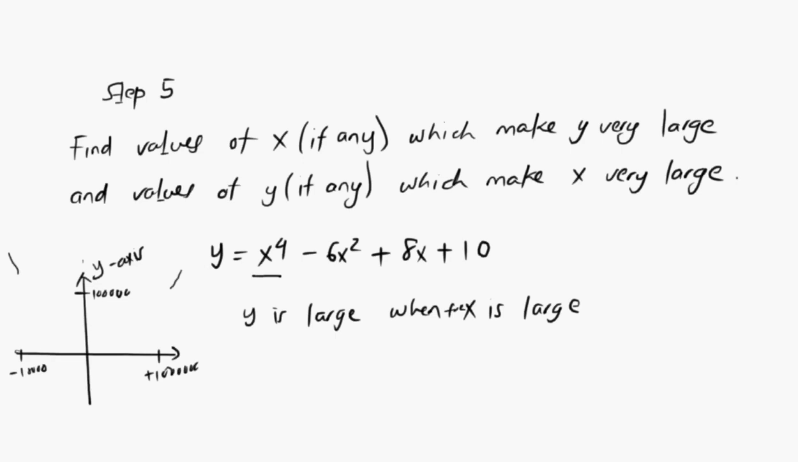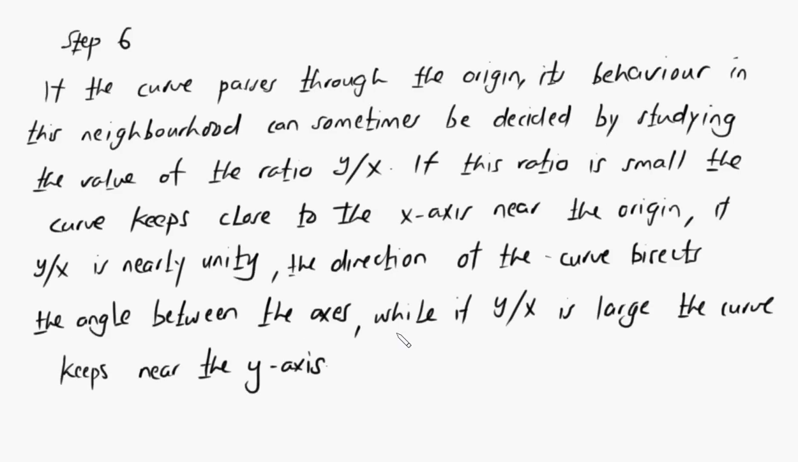So now, next is step 6. Step 6 says if the curve passes through the origin. Let's stop there. We already saw earlier that the curve does not pass through the origin. For the rest, goodbye. Next now is step 7.